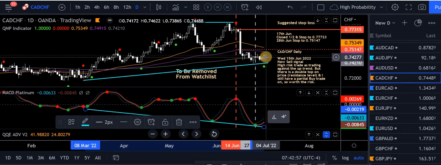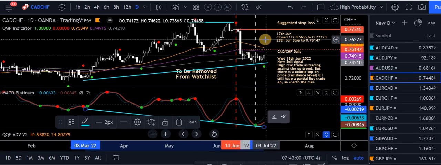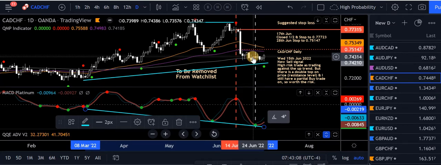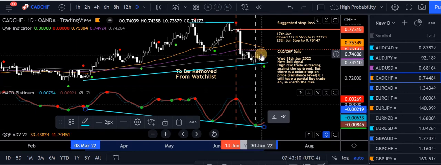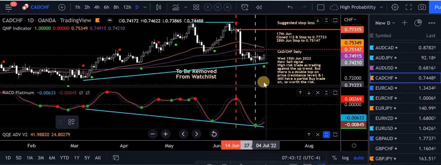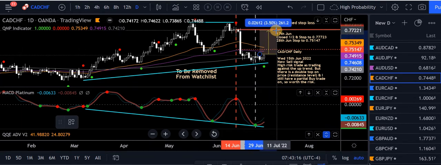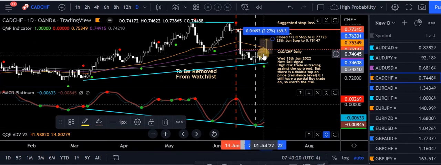So let's look at when we did the partial close. So close half, 17th of June. I'd say that'd be in here somewhere. Yeah, on the open there, closed half, and we're closing the second half there. So it's a good win, roughly all up, probably 272 pips. Not a bad move on that pair.